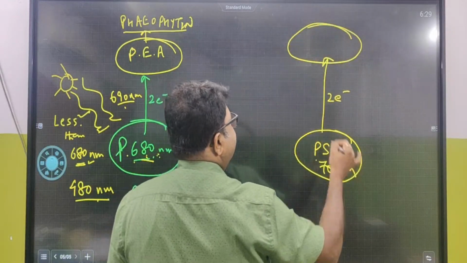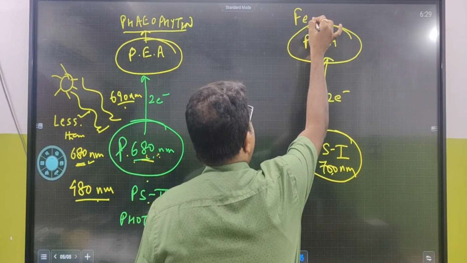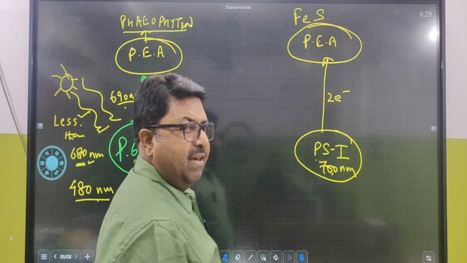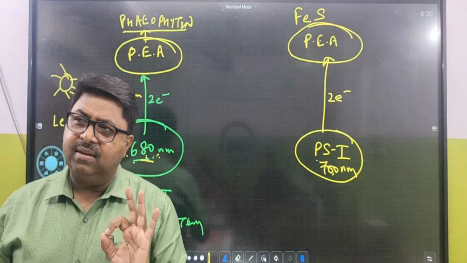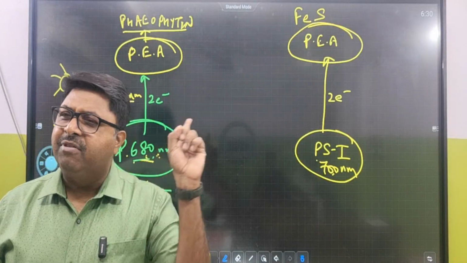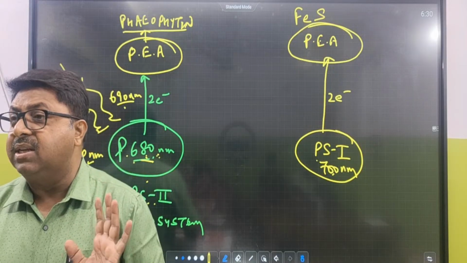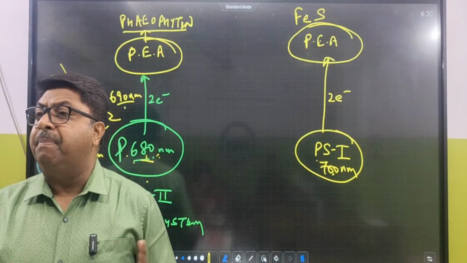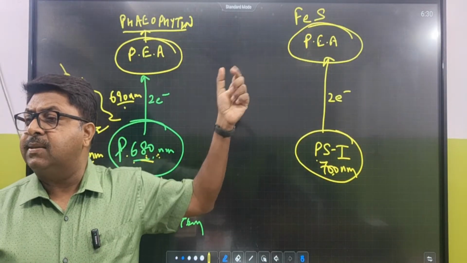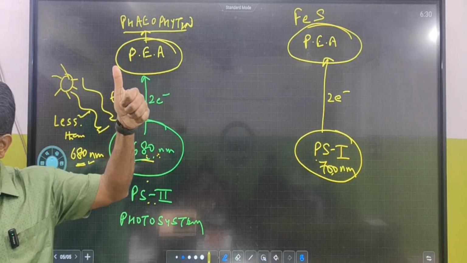And mind you, the primary electron acceptor of PS1 is different. What is it? FES is the primary electron acceptor of PS1. Any problem? And mind you, every other term I'm talking about is the answer to some MCQ from previously asked question papers. Clear? So what is the primary electron acceptor of PS1? FES. What is the primary electron acceptor of PS2? Pheophytin. Okay, done?